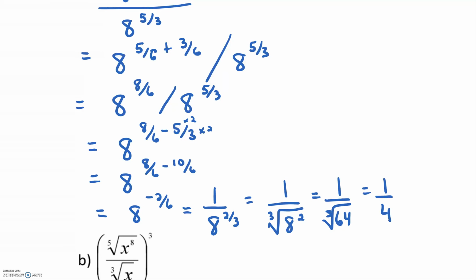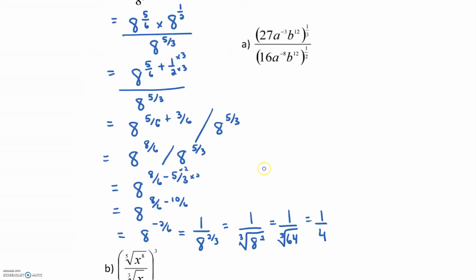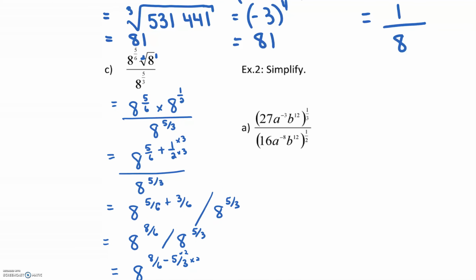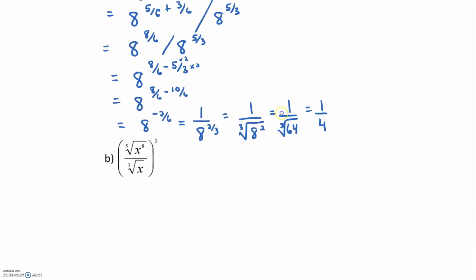It's a long kind of step process, but this one basically required you to do the multiplication law first. But before you did the multiplication law, you want to make sure that your bases are the same, that you don't have any weird things going on in there. So that's why I switched the root of 8 to 8 to the power of 1 over 2. So that's for example 1.